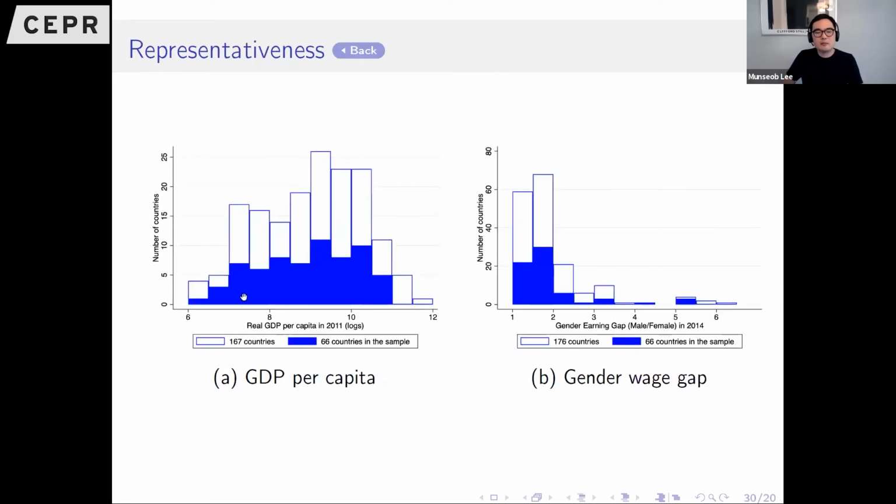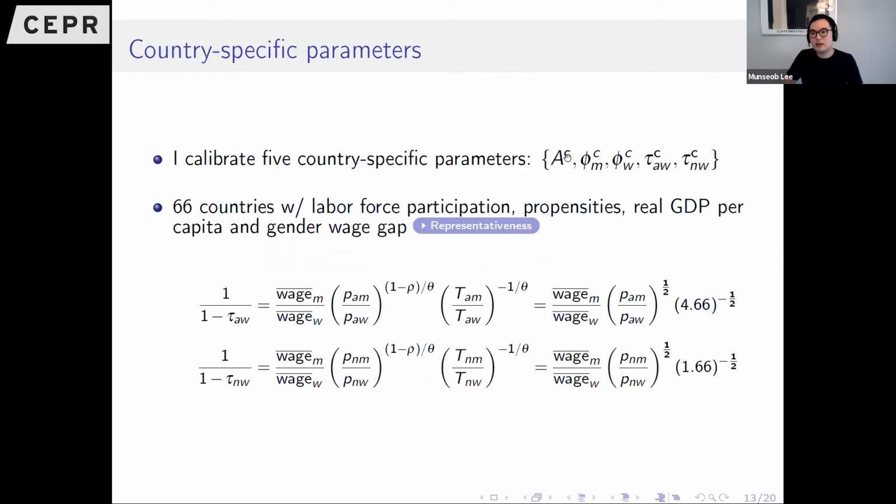Fortunately, I basically cover both the low and the high income countries. This is GDP per capita, and the histogram in blue is the 66 countries in my sample. And I also cover somewhat equal countries and unequal countries in my sample. So from now on, I will work with these 66 countries where I have all the moments I need to calibrate the 5 country-specific parameters. So again, the friction is a function of the gender wage gap, the propensity gap, and we know the preference parameters from the US economy.